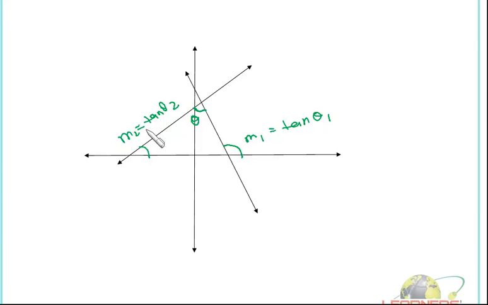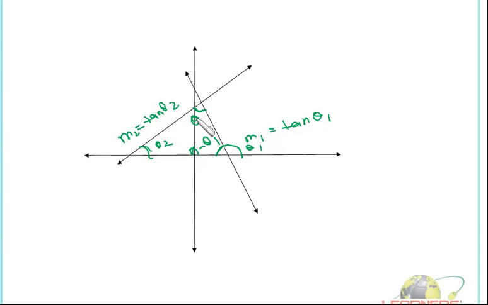now if slope m2 is equal to tan theta 2, that means this angle must be theta 2, but this angle must be pi minus theta 1, because we take slope from positive direction of x-axis, right? So this angle is actually theta 1, that means this angle must be pi minus theta 1.